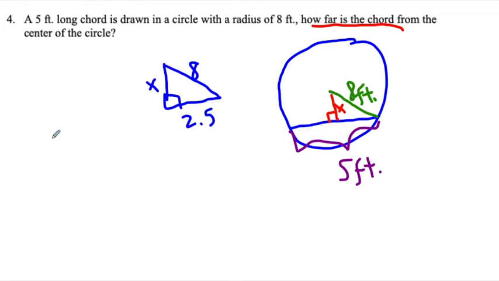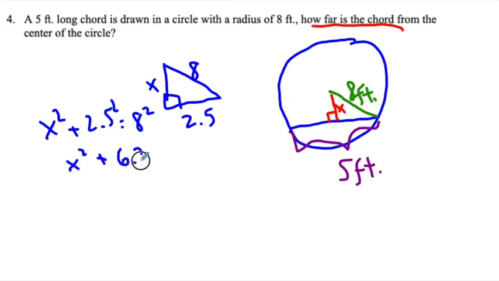That means then we can set this up as x squared plus 2.5 squared equals 8 squared. X squared plus 6.25 equals 64. X squared equals 64 minus 6.25. Welcome back, calculator. There we go. 64 minus 6.25 is 57.75.